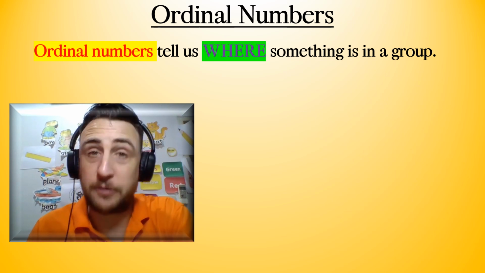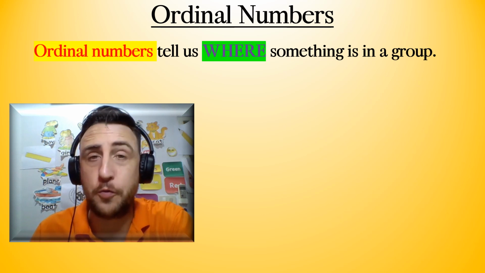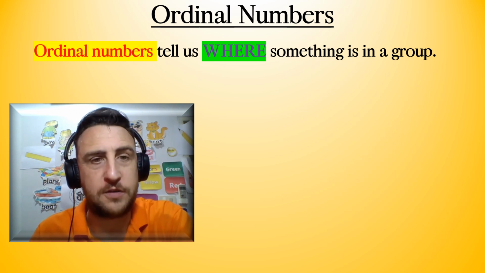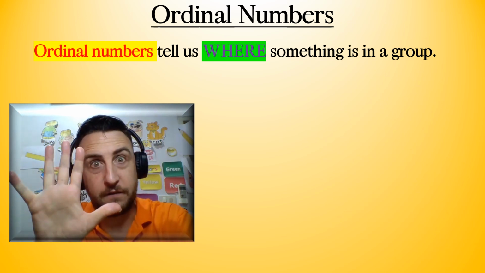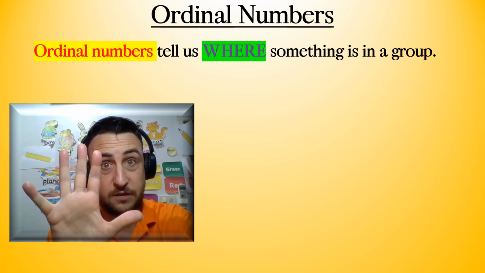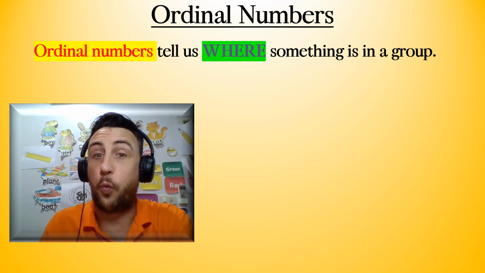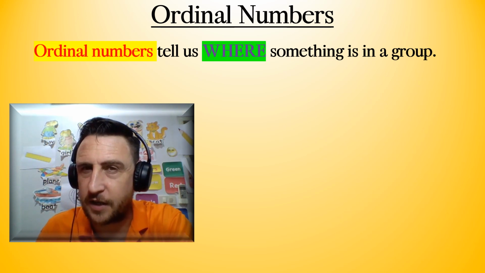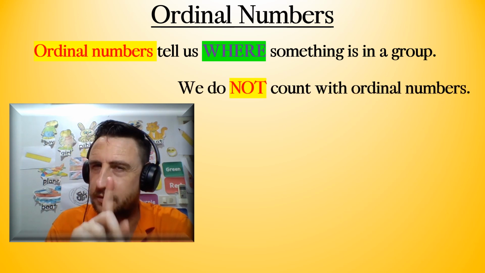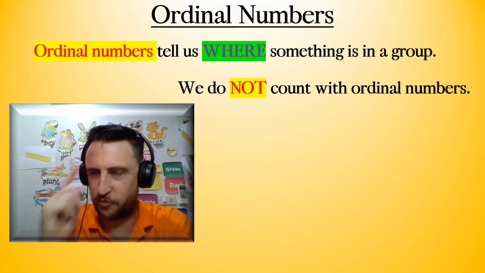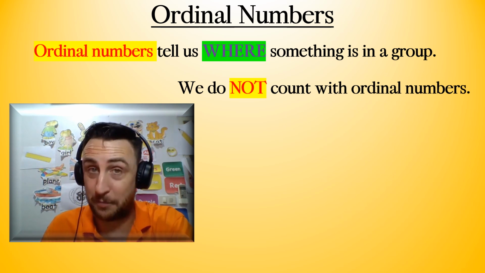Hello. Now we're going to look at ordinal numbers. Ordinal numbers are different to normal numbers. Normal numbers we use to count. 1, 2, 3, 4, 5. 5 fingers. There are 5 fingers. We know there are 5. Ordinal numbers tell us where something is in a group. We do not count with ordinal numbers. Something to remember. We do not count with ordinal numbers.